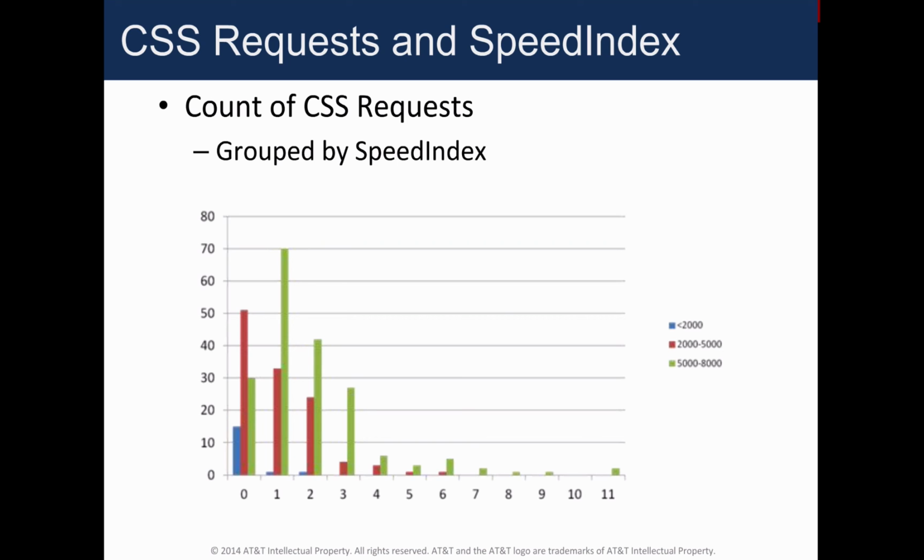And if you go out to 8 seconds, you can see the number has jumped out to 1, 2, 3, all the way out to 11. And this trend continues. I didn't want to go too far because the graph becomes really ugly, but the slower sites, you can see the number of external CSS requests just continue to grow as sites get slower and slower and slower.